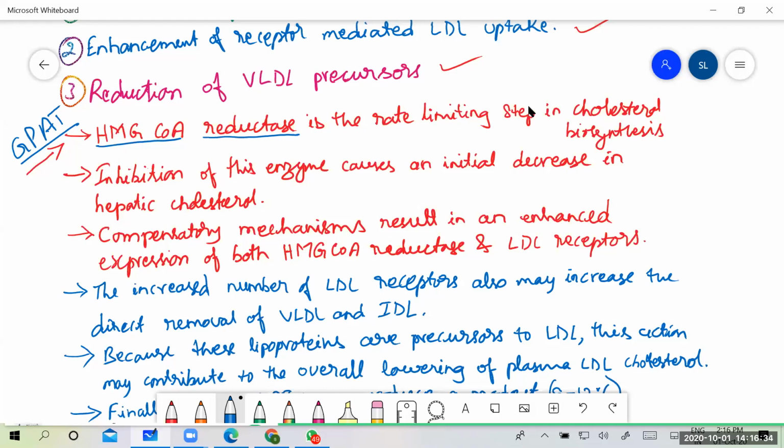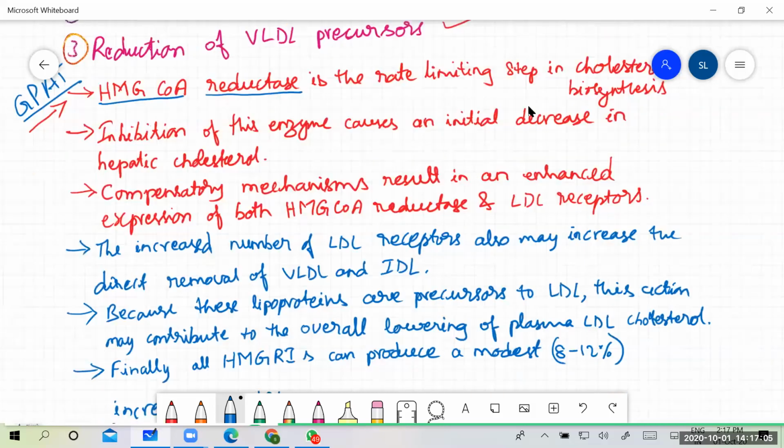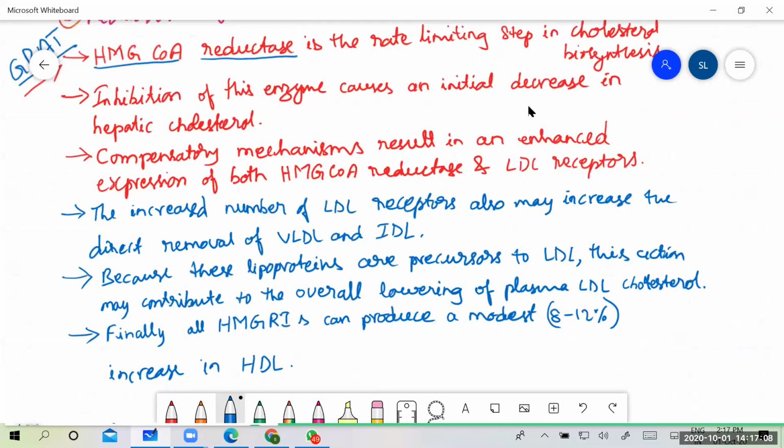Or the question may be asked the other way around also. That is, what is the substrate for HMG-CoA reductase? Then the answer is HMG-CoA or 3-hydroxy 3-methyl glutaryl CoA. Then the other question that can be asked in this topic is, what is the product of HMG-CoA which is reduced by the HMG-CoA reductase enzyme? Then your answer must be mevalonic acid. So this is one important bit that can be asked for GPAT.